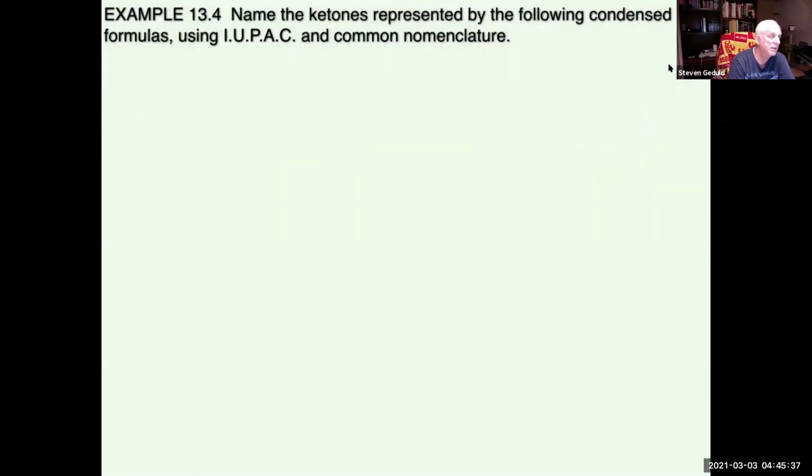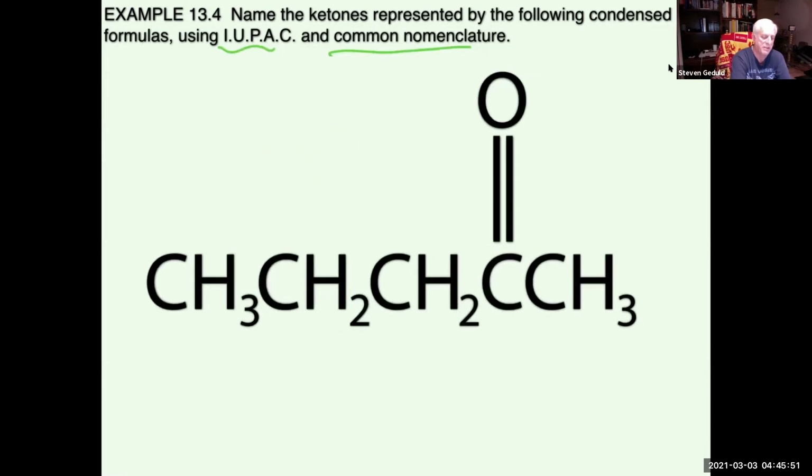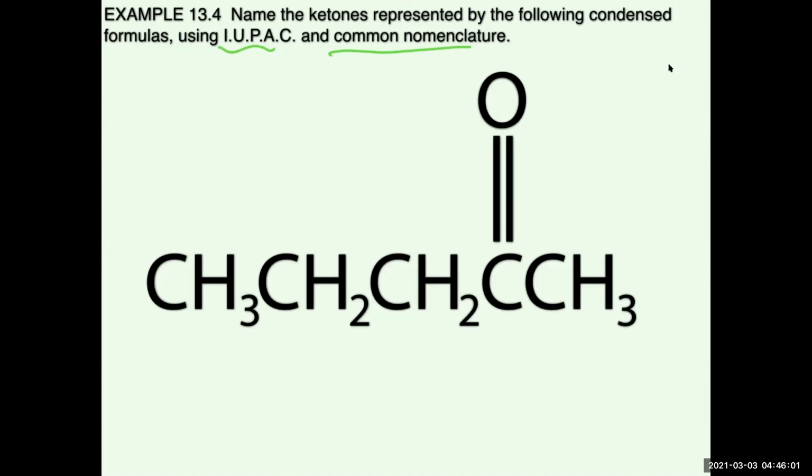Okay, let's do a couple more, then we'll call it a night. It's been a lot of information so far. Name the ketones represented by the following condensed formulas using IUPAC and common names. Let's do a couple of these, and we'll call it quits for the night. All right, so how many carbons? 5 carbons.